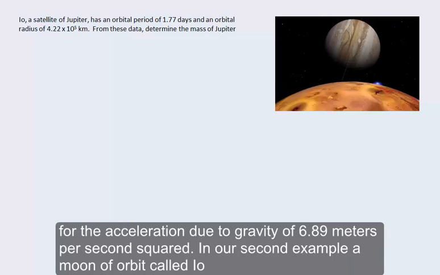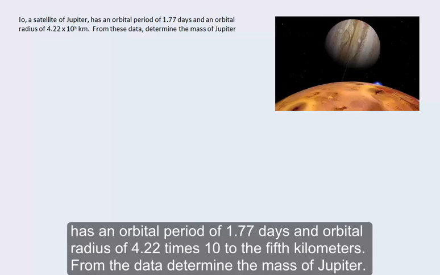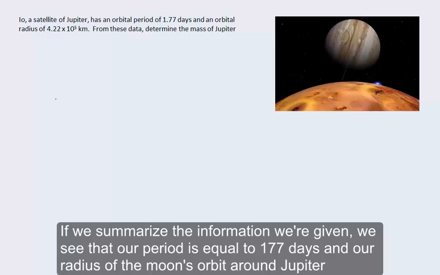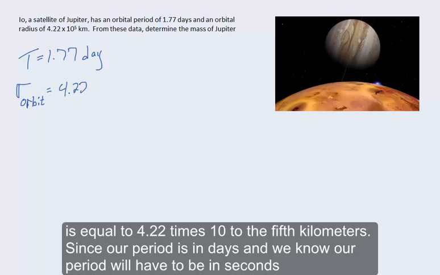In our second example, a moon of Jupiter called Io has an orbital period of 1.77 days and an orbital radius of 4.22 times 10 to the 5th kilometers. From the data, determine the mass of Jupiter. If we summarize the information we're given, we see that our period is equal to 1.77 days, and our radius of the moon's orbit around Jupiter is equal to 4.22 times 10 to the 5th kilometers.